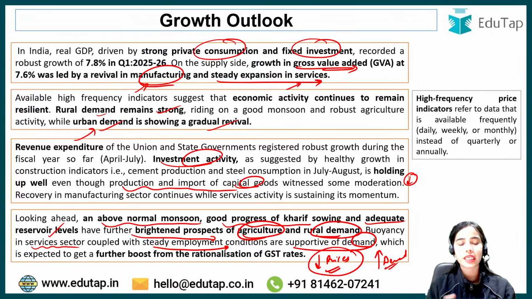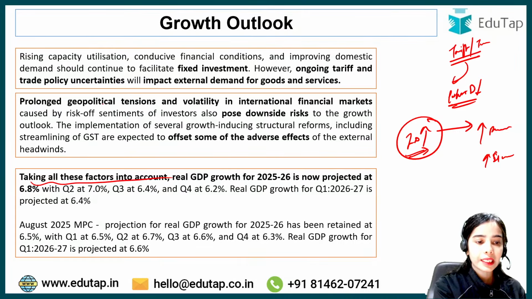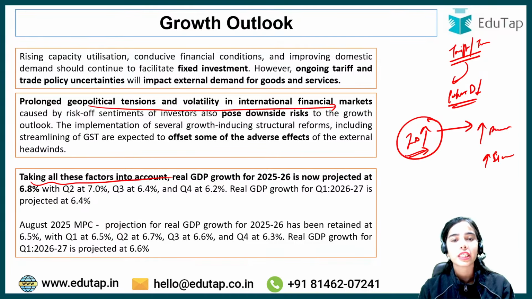Even for the agriculture sector, above normal monsoon, good progress of kharif sowing, adequate reservoir levels, they have brightened prospects for the agriculture and rural demand also. Then rationalization of GST. So even if the external problems are coming, even due to the geopolitical tensions or volatility in international financial market, so due to these the problem is coming, but still the internal demand and the internal steps, they are helping the economy to keep on growing.